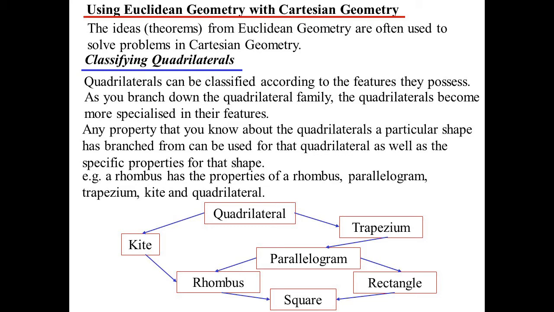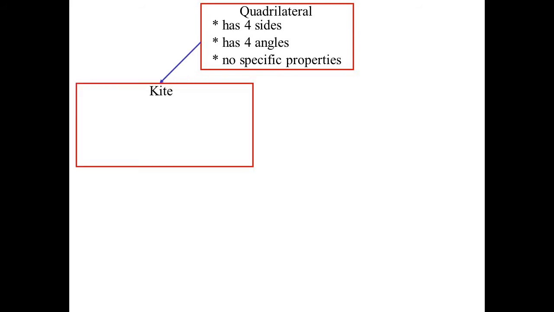So let's break it down. Quadrilateral. What do we know about quadrilaterals? It's got 4 sides. Probably not that useful. It's got 4 angles. Yeah, still probably not that useful. But other than that, it pretty much hasn't got specific things. Other than, all right, we know it's a quadrilateral. But it branches off. Let's go over to our kite.